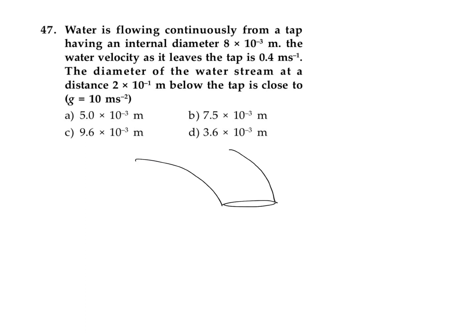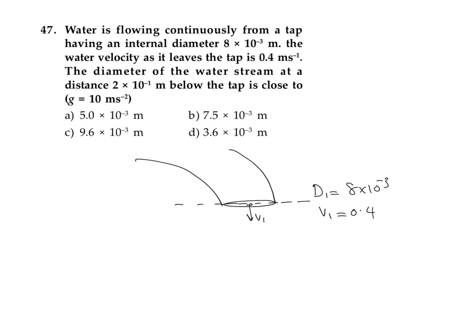So take it as the cross-sectional area of the tap over here. The diameter at this point, let's say d1, is represented by 8 into 10 raised to minus 3. The velocity of water over here, let's say v1, is given as 0.4 meter per second.